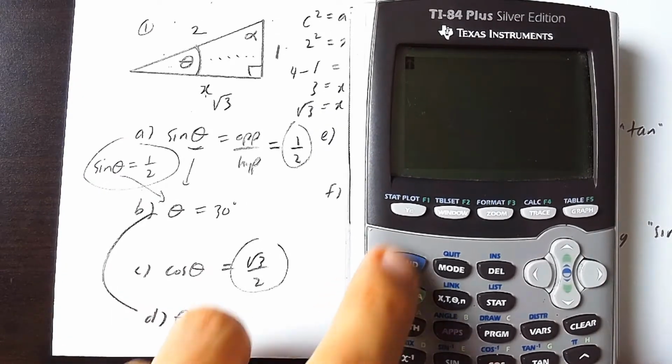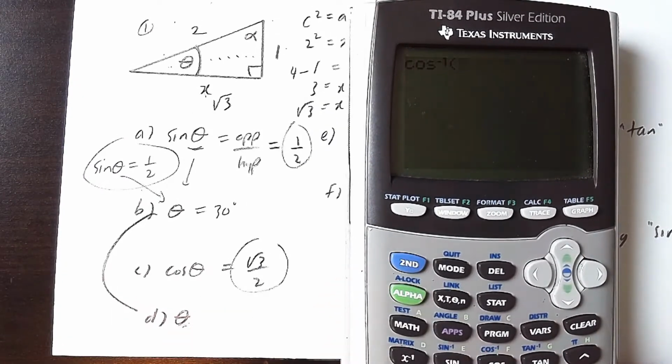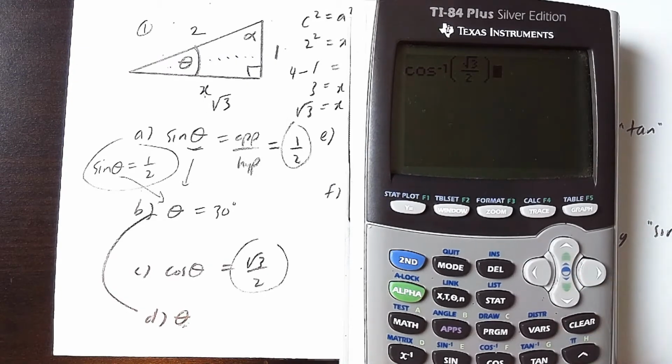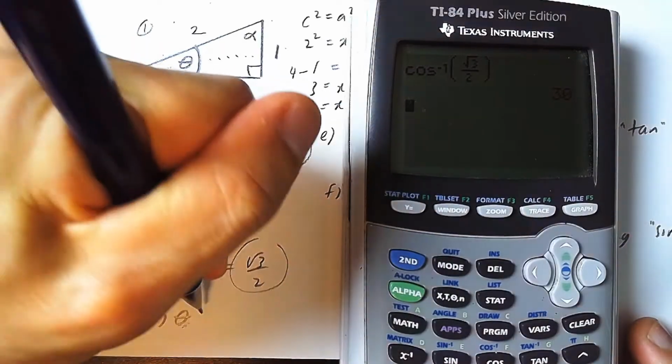I'm going to hit the second cos, which is cosine inverse, or arc cos. And we're going to punch it in here. I'm going to press square root of 3 over 2. And I'm going to press enter. And you can see the answer is also 30 degrees, which is correct.